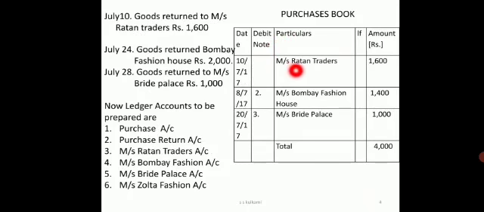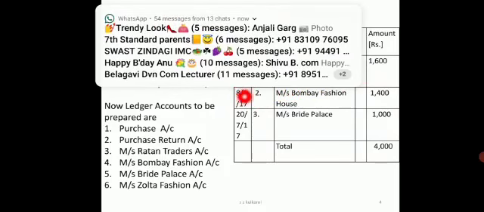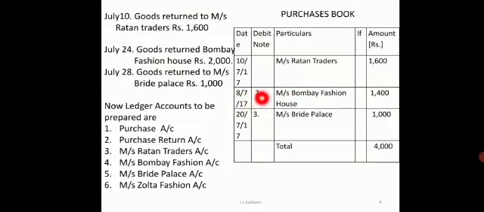Now we have to see the returns. On 10/7 we are having goods returned to Ratan Traders 1,600. Next, on 24th, we are having the goods which are returned to Bombay Fashion House 1,400. On 28th we are having Messrs Bride Palace 1,000. So in the second and third there are little mistakes in the dates. It should be 24th for the second and 28th for the third. So write 1, 2, 3 as debit note numbers. So the total of my returns for the month amounts to 4,000.